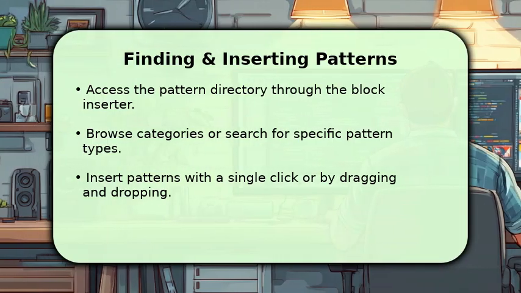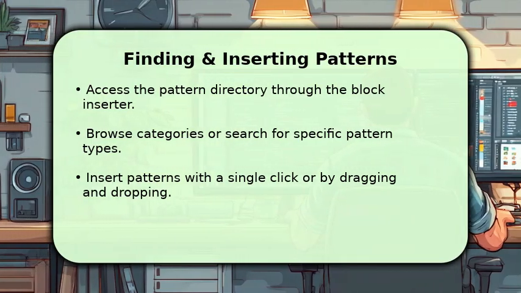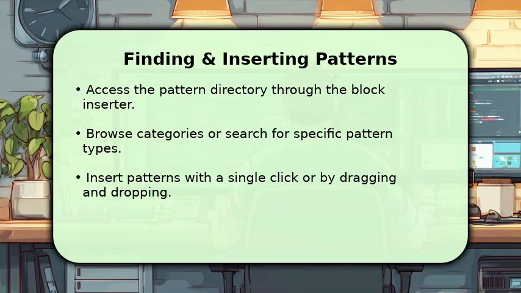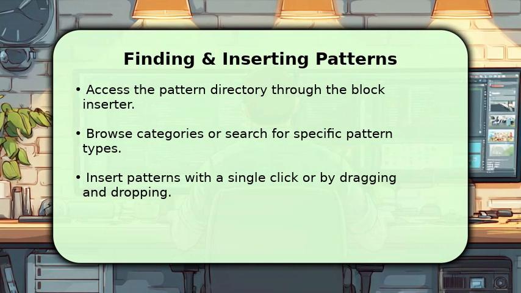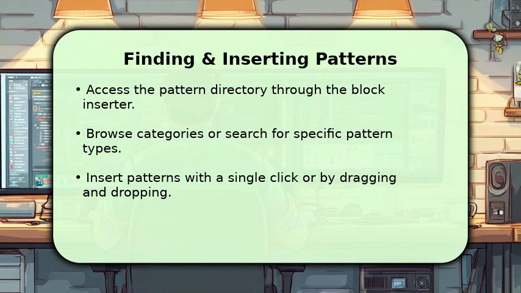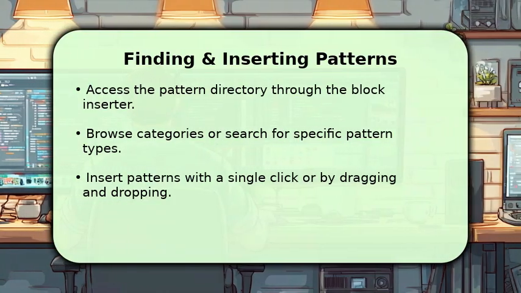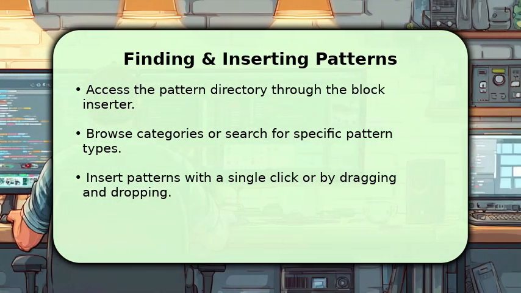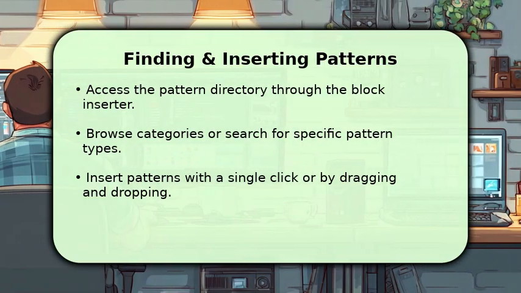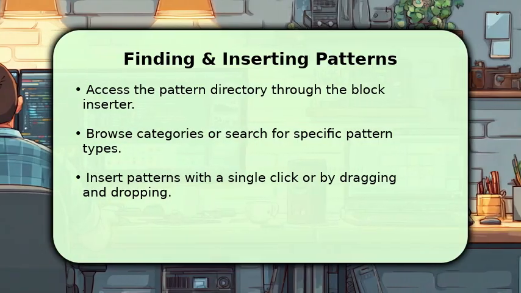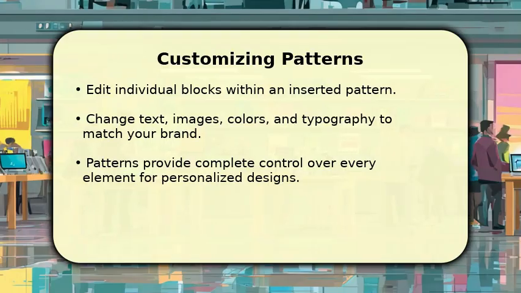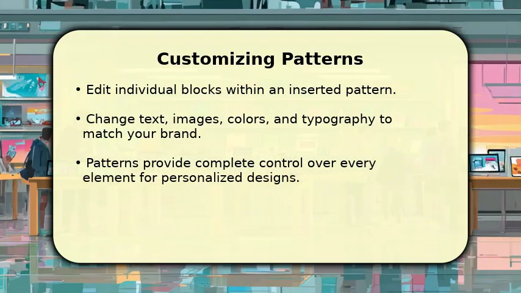You can access the pattern directory directly from the block inserter within the WordPress editor. Simply click the plus icon, navigate to the Patterns tab, and browse through the categories. Once you've found a pattern you like, a single click will insert it directly into your content. Alternatively, you can drag and drop patterns from the inserter right onto your canvas, making content assembly incredibly intuitive and efficient. After inserting a pattern, the next step is to make it truly yours.